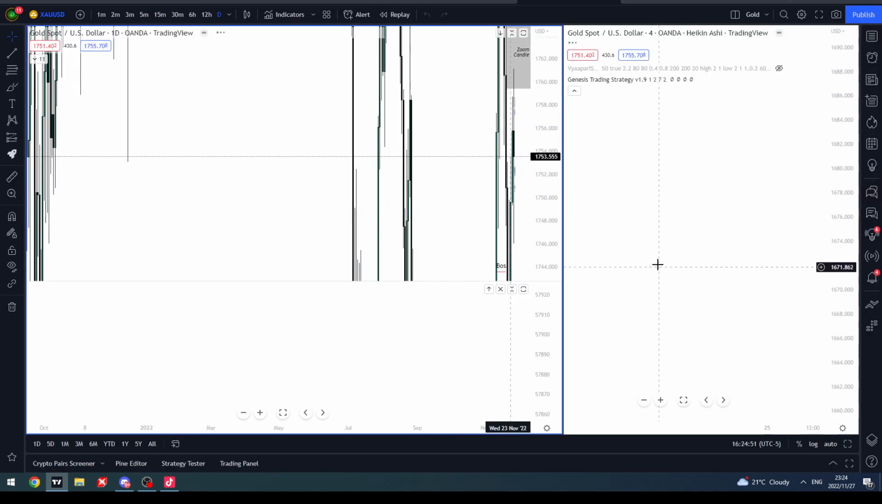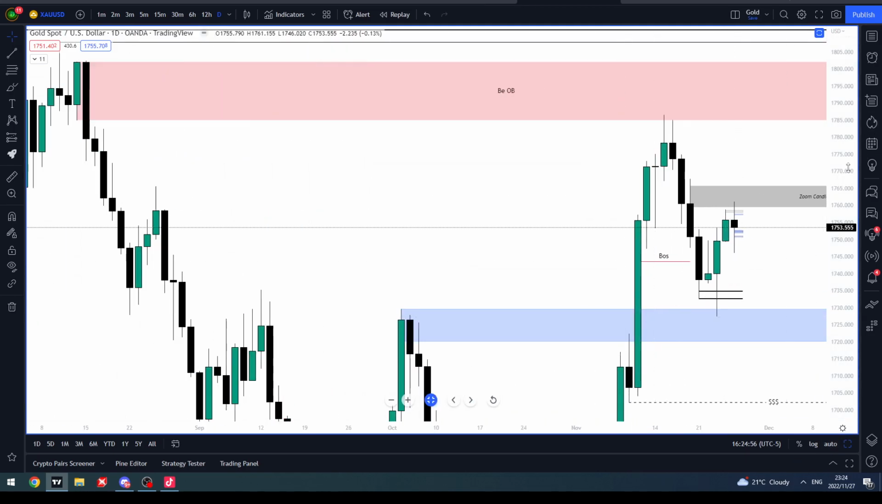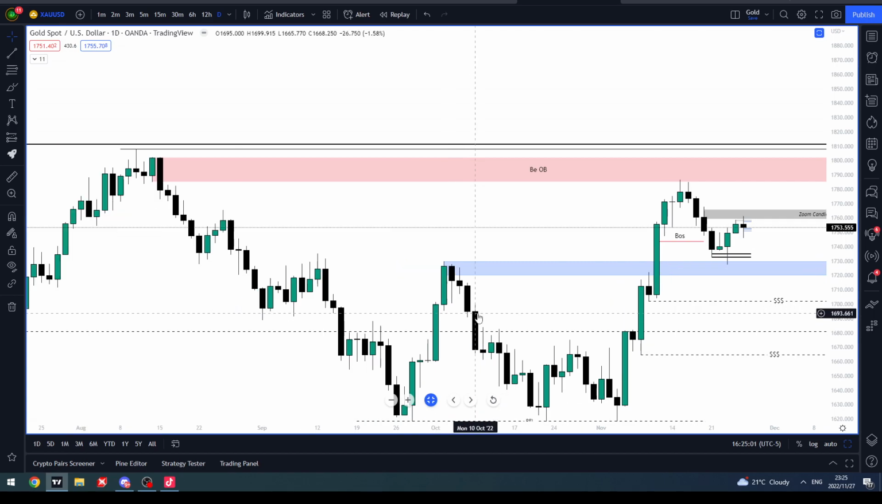All right, gold. Let's have a look at gold really quickly. Daily chart, let's switch down to a 6 hour.